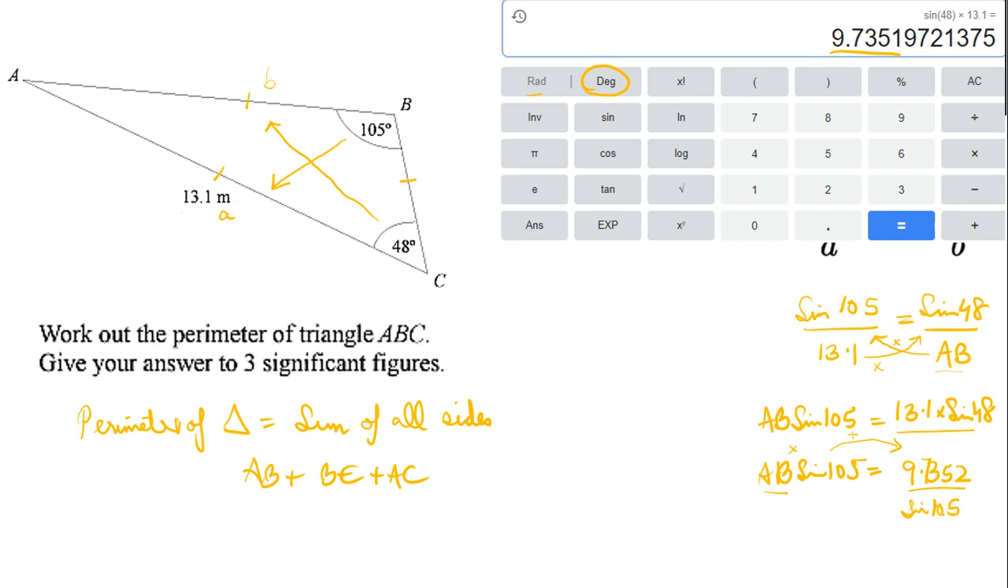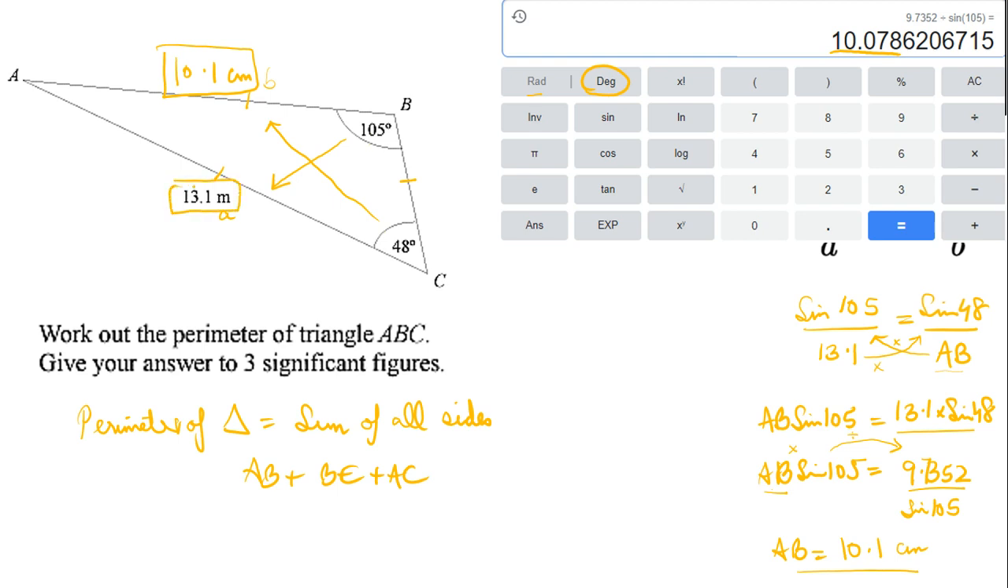Now if you do that on your calculator, 9.7352 divided by sine 105, make sure your calculator is set on degrees, the answer I get is 10.0786 and so on, which I could just round off to 10.1. So my AB is equal to 10.1 centimeters. I'm just going to write down 10.1 centimeters here. So this is the length I have got for AB.